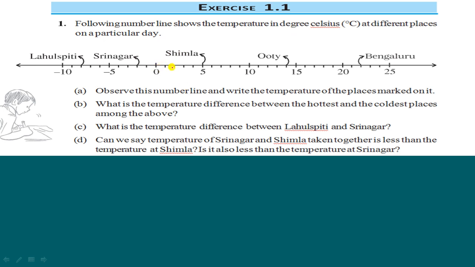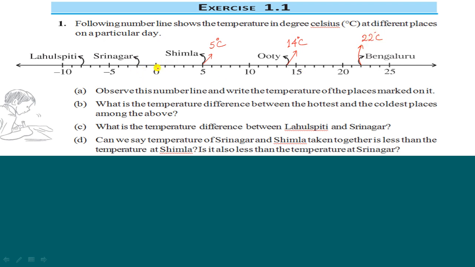Therefore, here you see the temperature of Shimla is 5 degrees centigrade. The temperature of OT is 10, 11, 12, 13, 14 degrees centigrade. The temperature of OT is 14 degrees centigrade. And the temperature of Bengaluru is 20, 21, 22 degrees centigrade. This is 22 degrees centigrade, right?